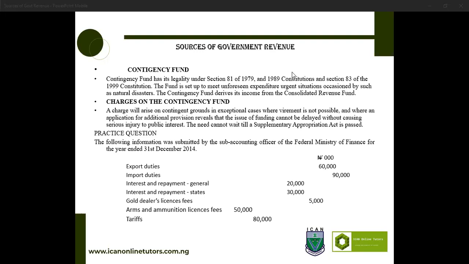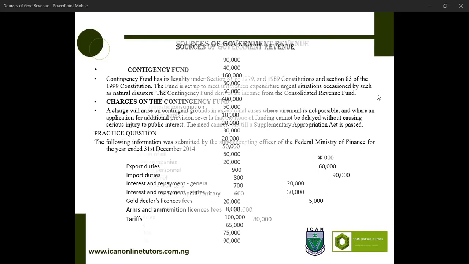So who are those that are in charge of importation and exportation of goods? NCS. And NCS makes collection for who? Government. What type of government? Federation. So this is going to Federation. Revenue or expenditure? Revenue. It's a revenue. Do you get that? We have excise duties.